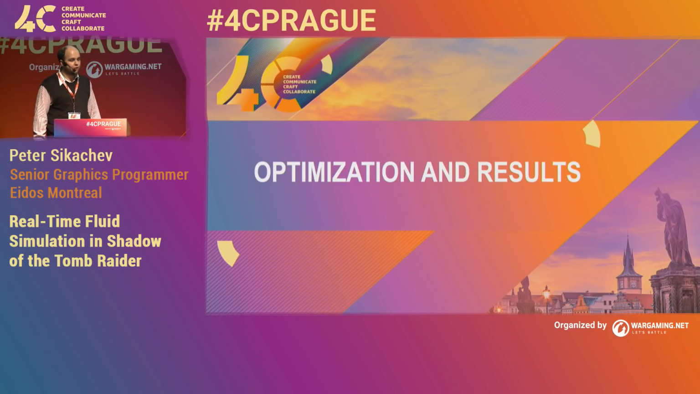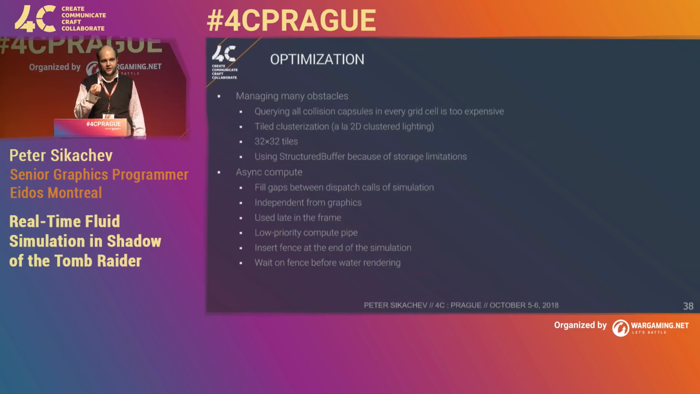Finally, let's talk about the optimization and results. I already talked about how we optimize the Poisson pressure solve, but we had a few more things on our plate. First was managing many obstacles. When you have multiple characters in the fluid simulation, if you start evaluating each collision primitive in each grid cell of the fluid simulation, it can be really tedious. So we use a tiled approach. It's exactly analogous to tiled lighting.